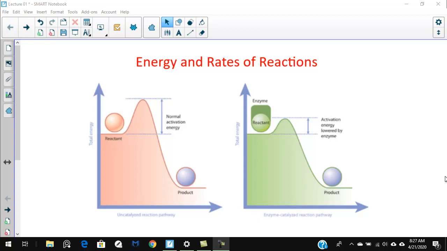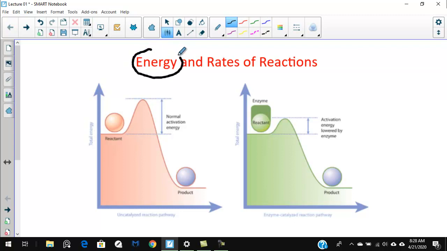So this unit is going to look at changes in energy. So it's going to look at what happens when a reaction actually occurs. Why does it get warmer? Why does it get colder? What happens to that energy? How is it released? And we're going to look at rates of reactions as well.